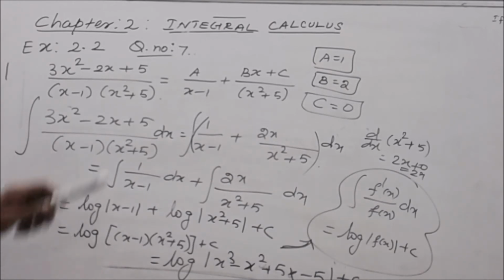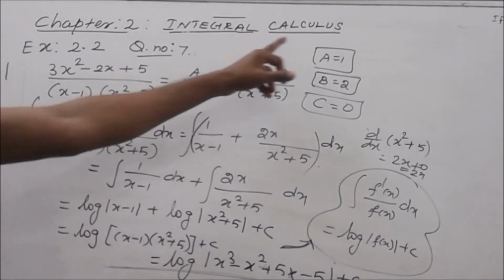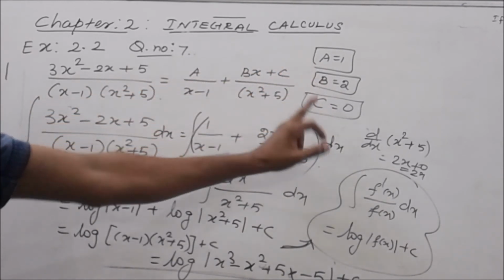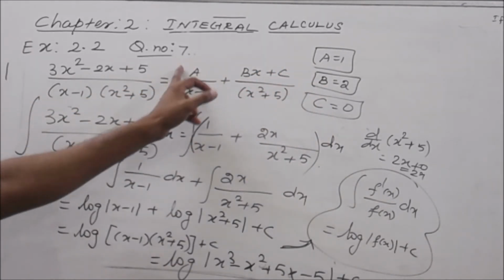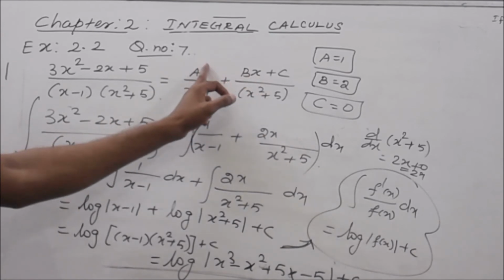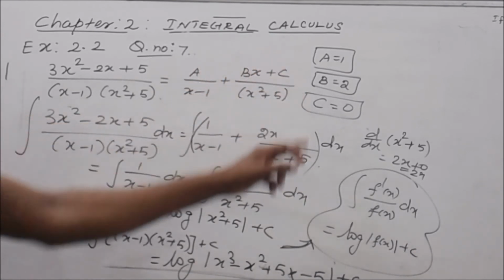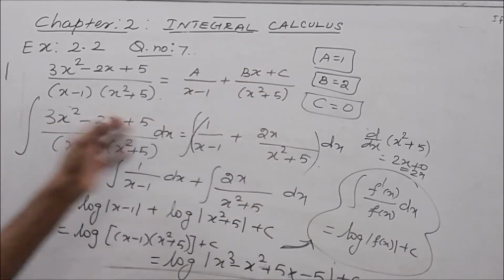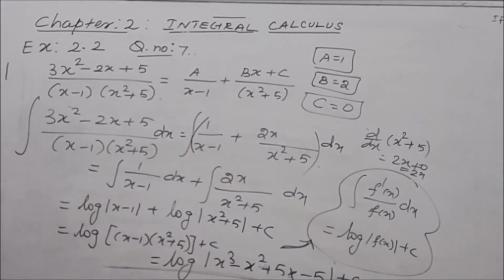Repeating the same: after finding the values of a, b, c by the method of splitting into partial fractions, we get the values of a, b, c as 1, 2 and 0. Substituting all those values in the split form, a becomes 1, b becomes 2, c becomes 0. We will get these types of fractions. Now the whole fraction is split into two different fractions.